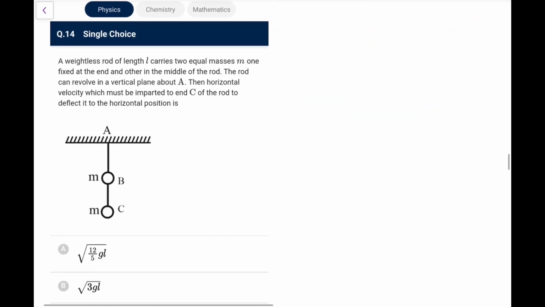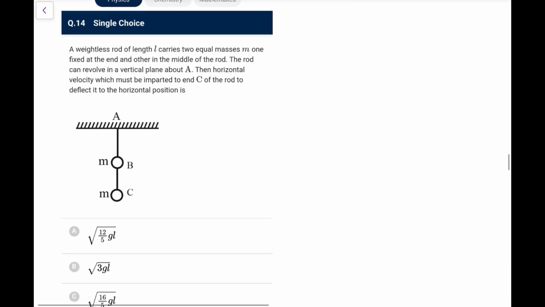Next one, weightless rod of length L carries two equal masses, one fixed at the end and the other in the middle of the rod. The rod can revolve in a vertical plane about A. Then the horizontal velocity which should be imparted to end C of the rod to deflect it to the horizontal position is, okay, so you have to impart the velocity at the end C so that it can deflect to the horizontal position. So whatever velocity you impart, if you impart v, the middle mass will definitely come out as v by 2 for sure. Now it should become horizontal. So at this point let's assume both speeds become 0.